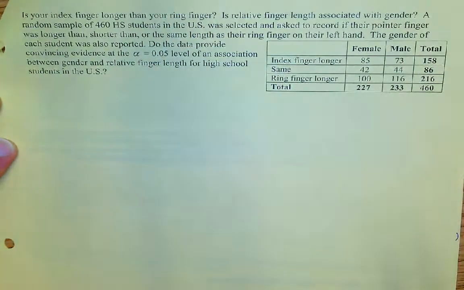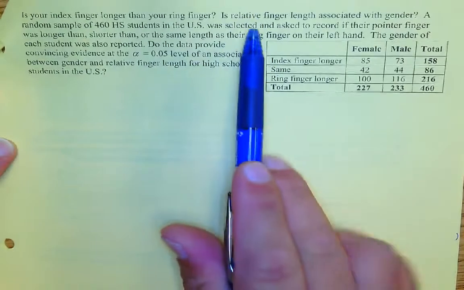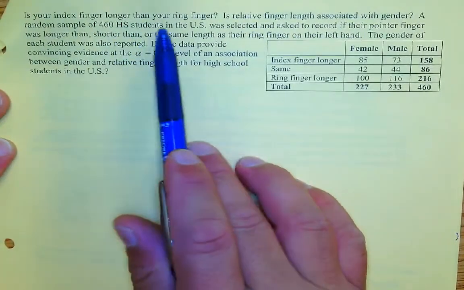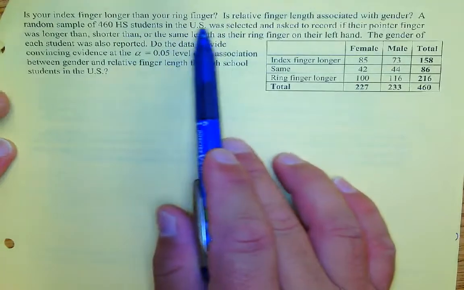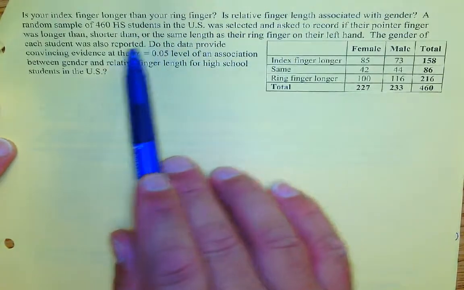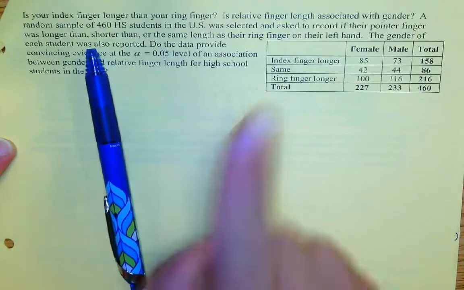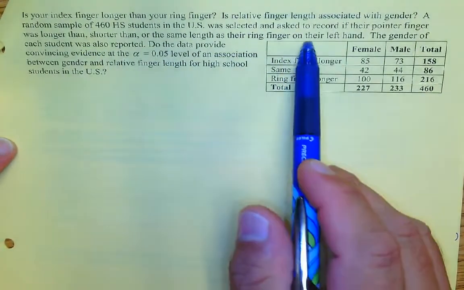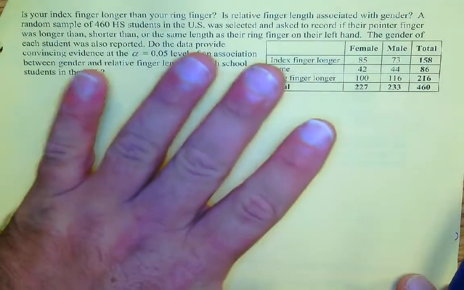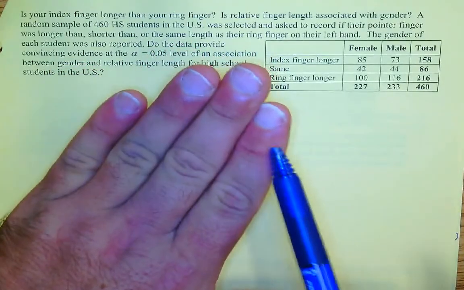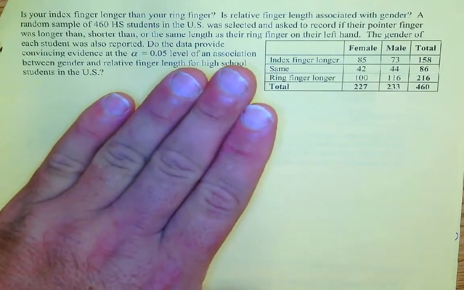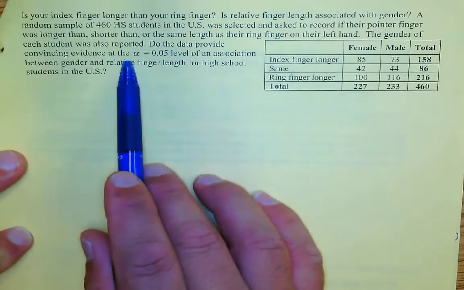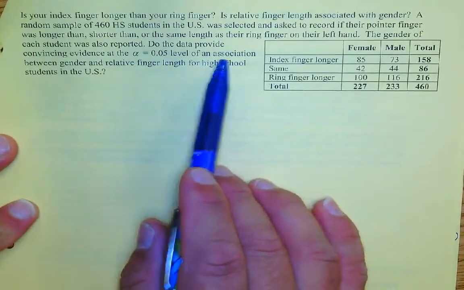So, is relative finger length associated with gender? A random sample of 460 high school students in the U.S. were selected and asked to record if their pointer finger was shorter or longer than the ring finger on their left hand. So let's look at the left hand. Which of these two fingers is longer? This one is longer than this one. Just go through and record. Do the data provide convincing evidence at this significance level of an association?